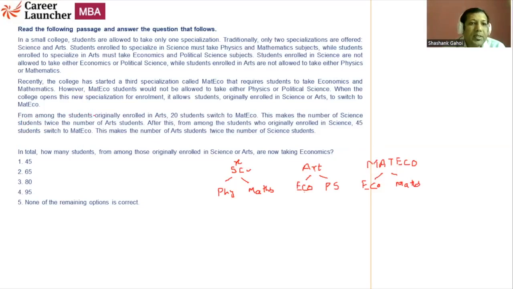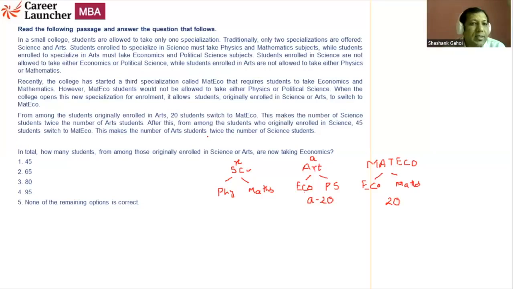From among the students originally enrolled in arts, 20 students switched to Mat Eco. So let's say in arts there are A students. So A students are in Eco, A students are in Pol Science, and out of A, 20 move to Mat Eco. So how many people do we have in Mat Eco? That is 20. What is the number of people left in arts? That is going to be A minus 20.